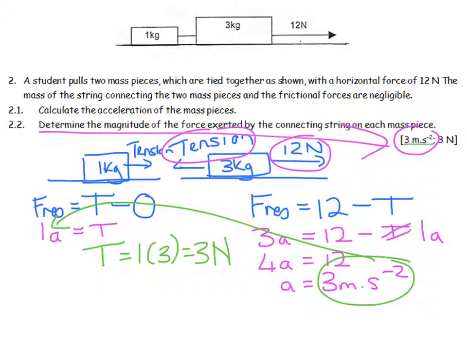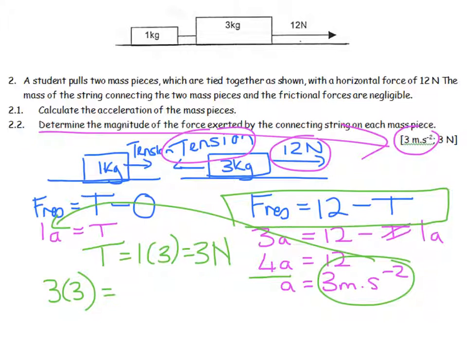And if I did it into this equation over here, so substituting the force resultant, it's 3 times 3 is equal to 12 minus the tension. It would be 9 equals 12 minus tension, and tension would turn out to be 3 newtons. So it doesn't matter which way you do it, you're going to land up with the same answer.